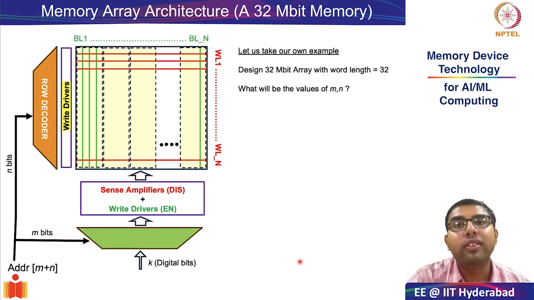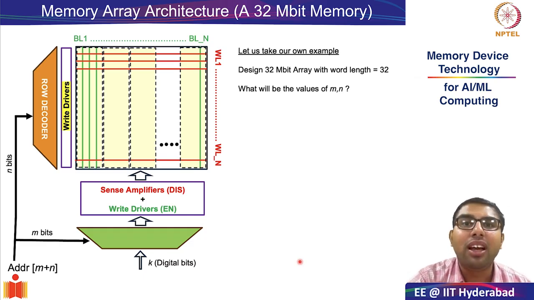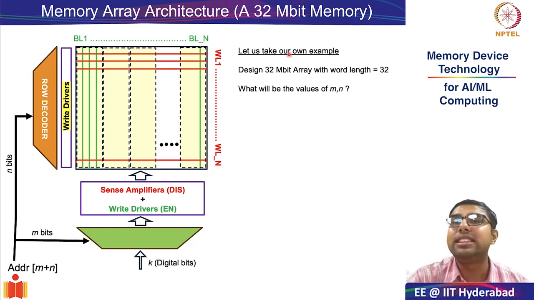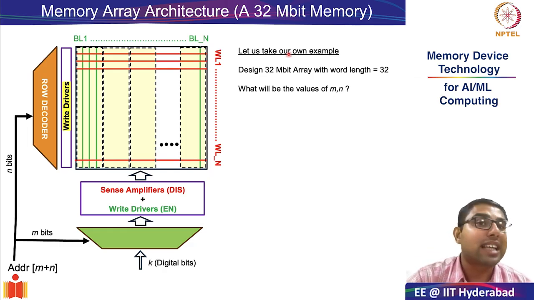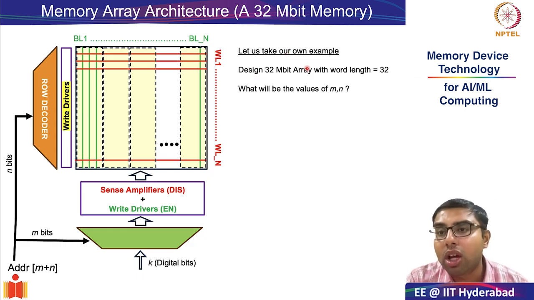and come to the last topic of this module. In the last topic of this module, we will try to look at the design of a memory peripheral. So let us take our own example which we were discussing a few classes ago. How do we design a 32 megabit array with a word length of 32?